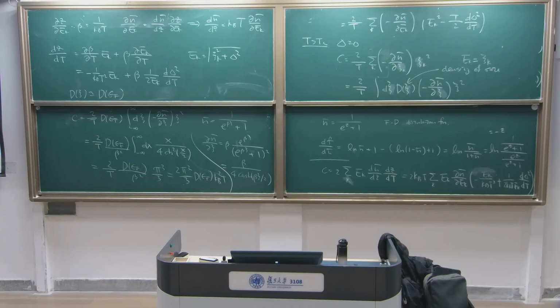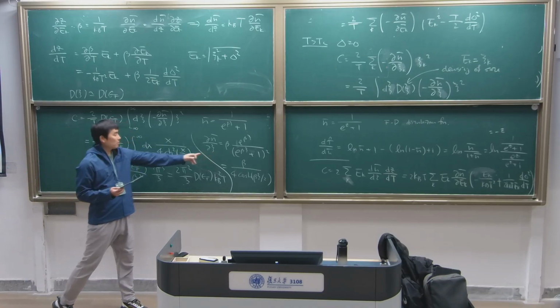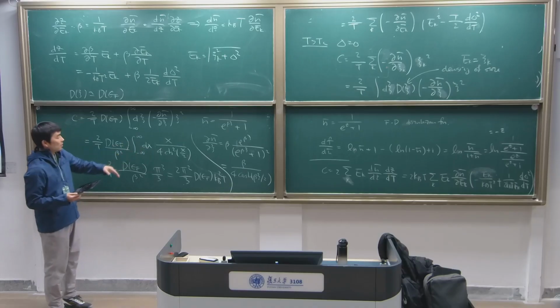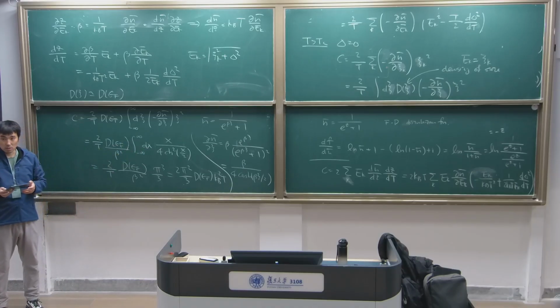Okay, so you have to do lots of calculation. Do you understand? Is it okay? I mean, here you have to redefine x to x equals epsilon times beta, and that is the measure.